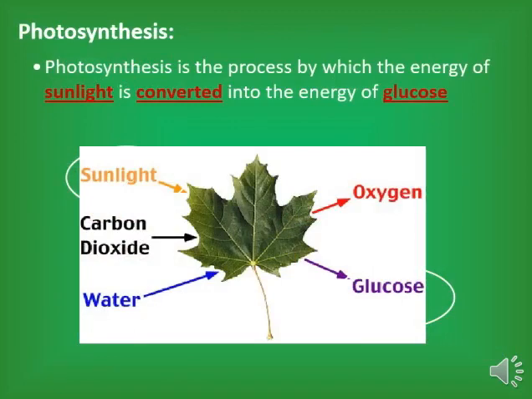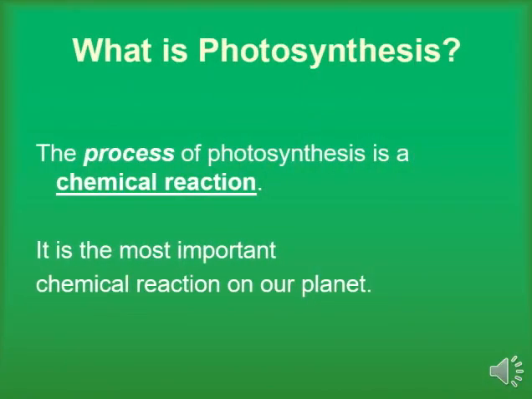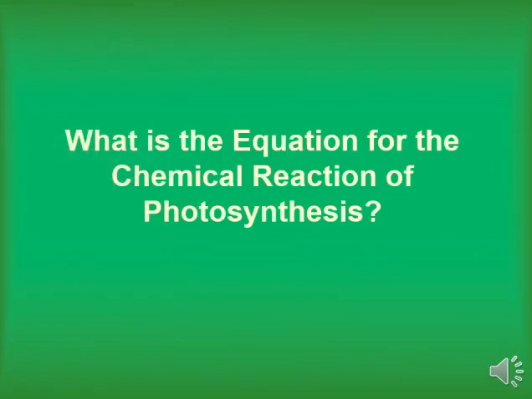This is the process by which the energy of sunlight is converted into the energy of glucose. Reactants of this process are sunlight, carbon dioxide, and water, and the products are oxygen and glucose. What is photosynthesis? The process of photosynthesis is a chemical reaction. It is the most important chemical reaction on our planet. Here is the equation for the chemical reaction of photosynthesis.